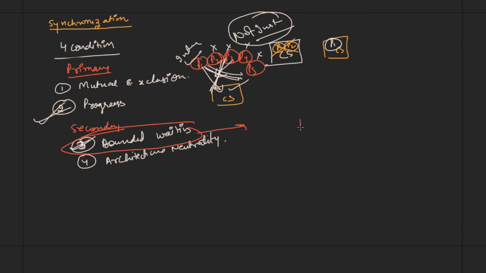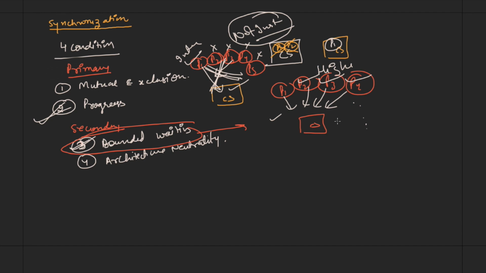Bounded waiting again: assume this is a critical section and there are processes P1, P2, P3, P4, and assume that process P1 wants to enter the critical section, but all the other processes, P2, P3, P4 and so on, have higher priority as compared to P1. Even if the other processes are not interested, if they have higher priority, then every time the CPU is going to allocate the critical section to the higher priority process, and process P1 will always starve. That means P1 may not be able to get the CPU.